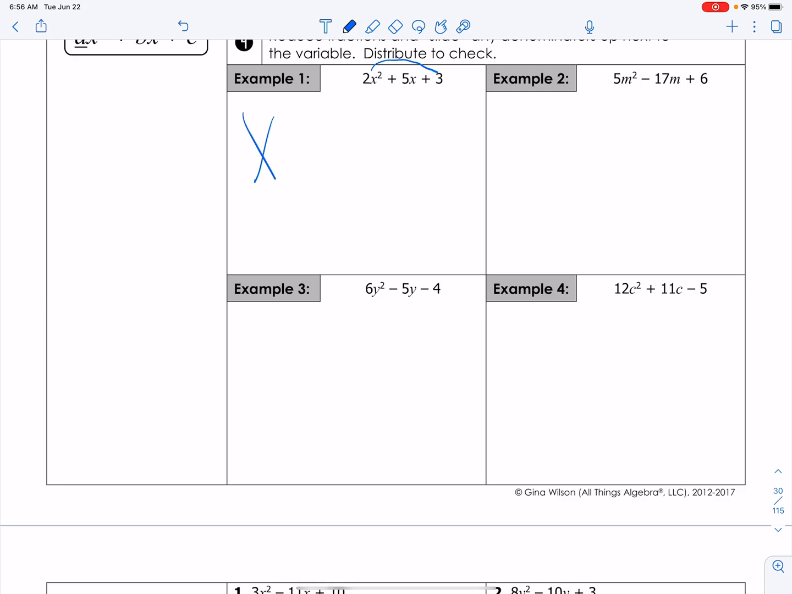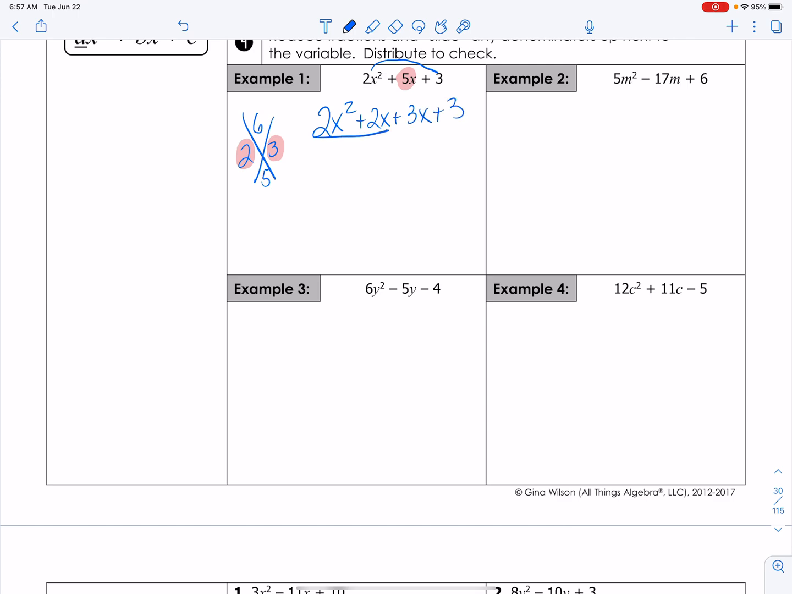Now on this, you have a number in front, but you do it the same way. So you have 6, and factors of 6 that add up to 5 are 2 and 3. You're going to take these numbers and put them in the middle, just like we've been doing, and everything else stays the same.